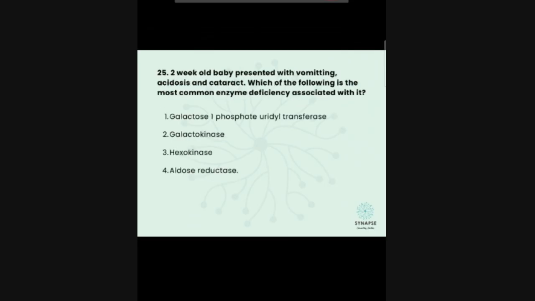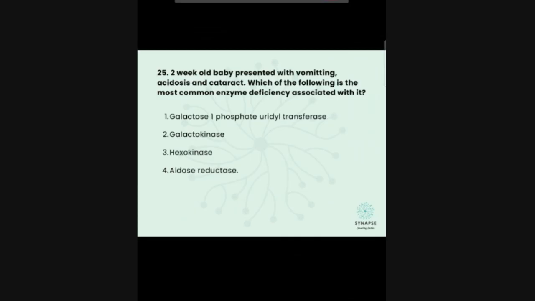Next, a 2-week-old baby presented with vomiting, acidosis, cataract. The question here is incomplete, so I'll add certain points. The child worsened after starting breastfeeds on day 3 of life. Immediately after starting breastfeeds, within 2 to 3 days, the child started worsening. The child had vomiting, diarrhea, intolerance of feeds, and now has vomiting, metabolic acidosis, cataract with jaundice.